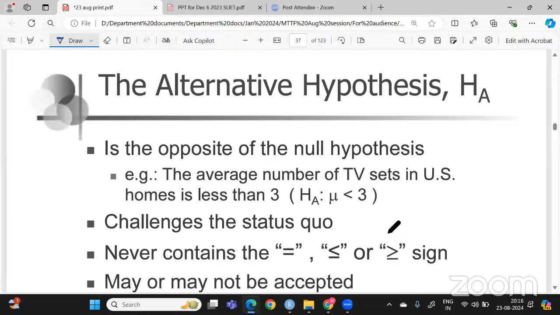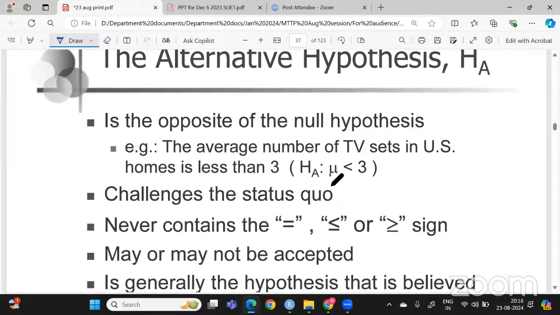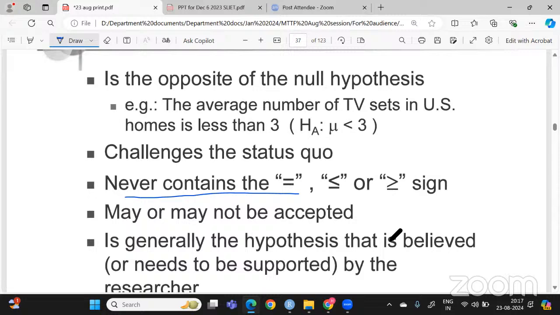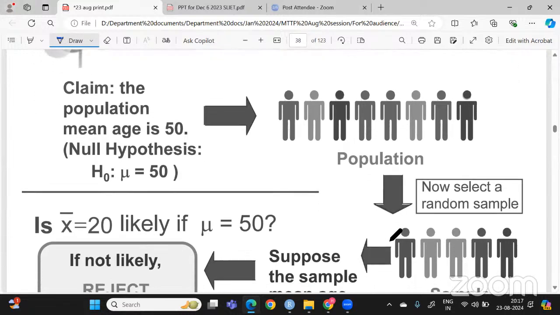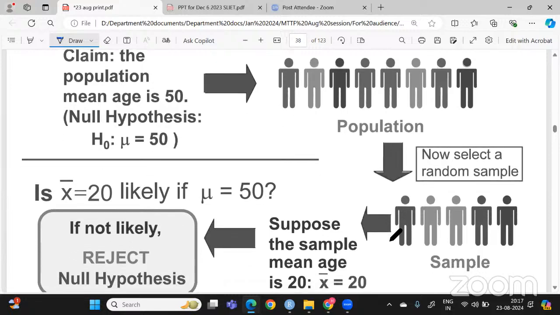Now come to the opposite of the null hypothesis, that is called the alternative hypothesis. Because we have defined the null hypothesis as mu greater than or equal to 3, the alternative should be the opposite of that, so it consists of less than 3, right? Here you can also see that in the alternative hypothesis, an equality symbol should not be there, less than or equal to and greater than or equal to should not be there. So it will consist of not equal to, greater than, or less than. Okay. So there is one example. We have a null hypothesis that the mean age of the population is 50. This is one assumption. Now, based upon the sample, we will try to prove or disprove our statement, whether it is true or false. So we have taken a sample of persons, and on the sample observations we got a mean age of the sample of 20.